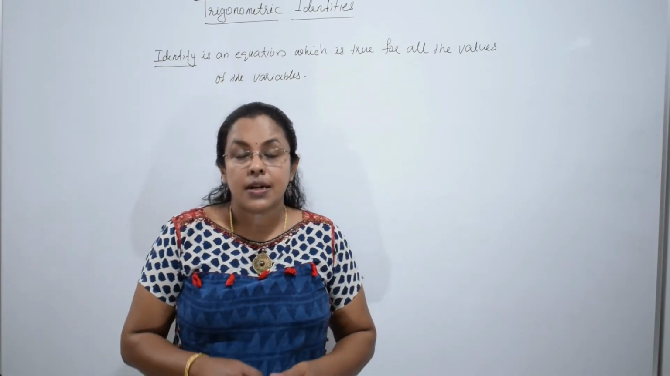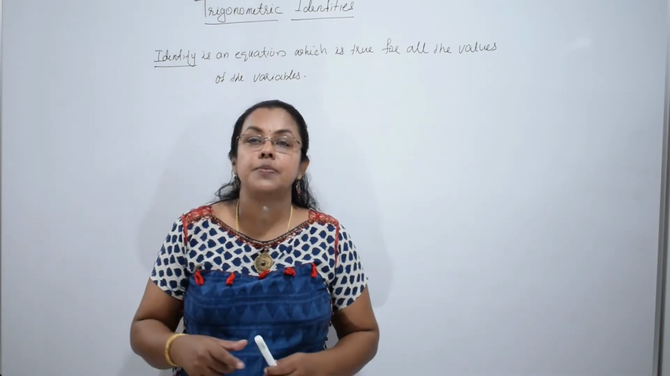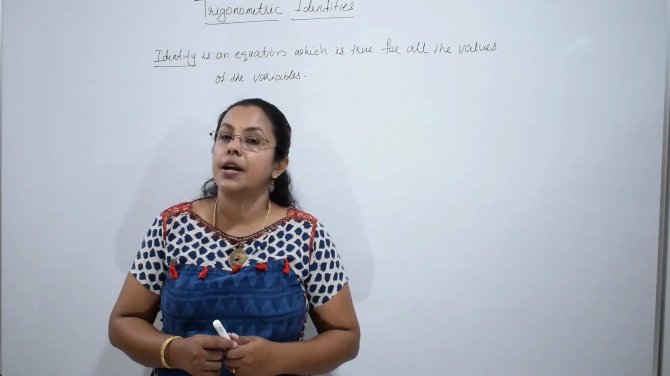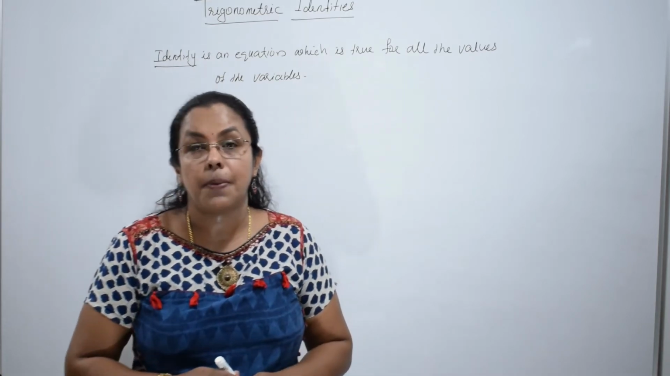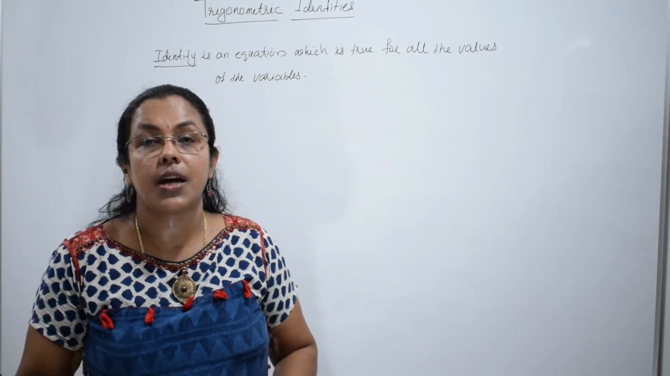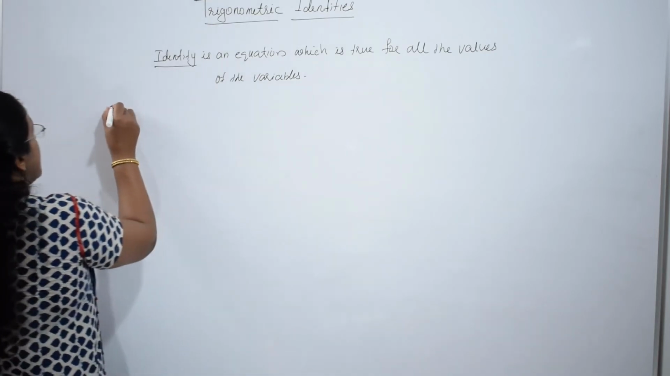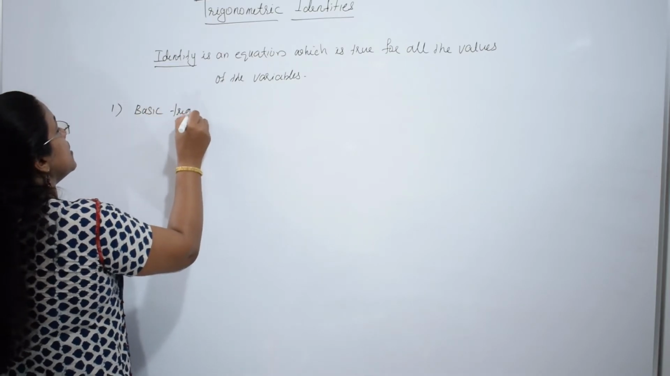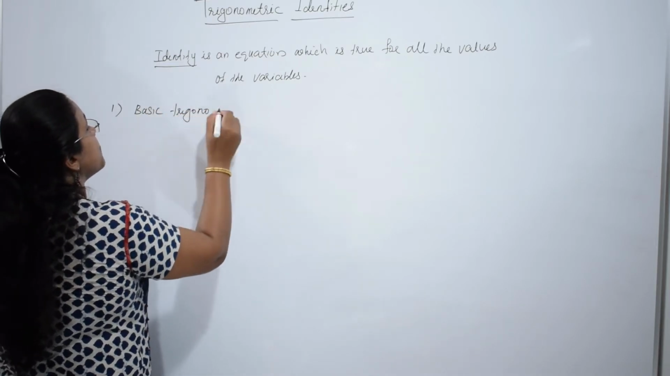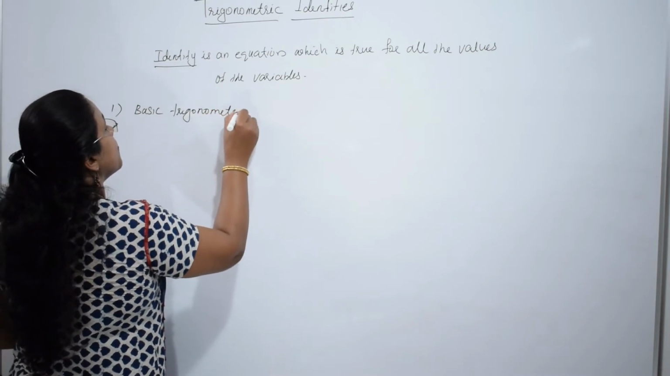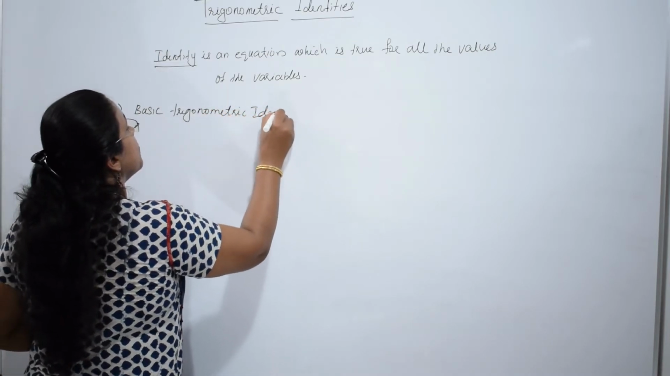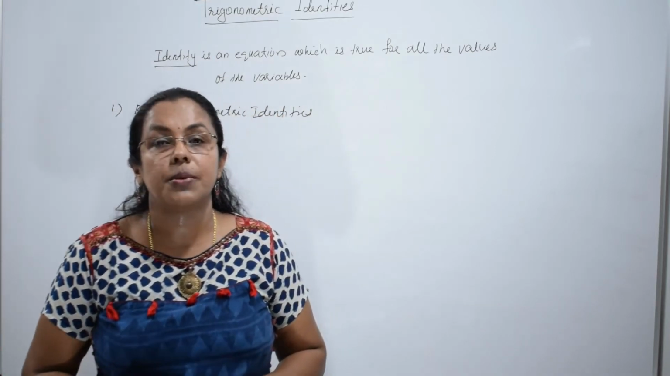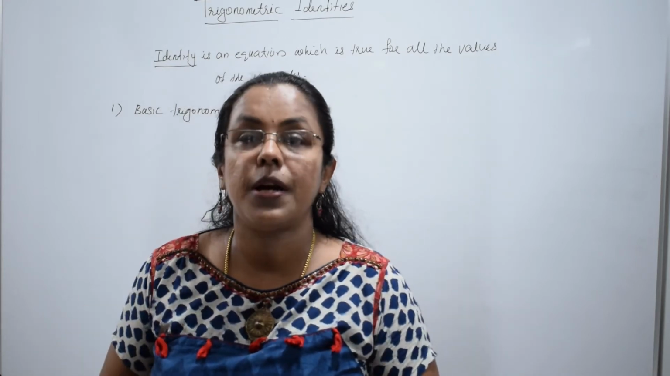In class 10, you have to learn two types of trigonometric identities. The first one is basic trigonometric identities and the second one is Pythagorean trigonometric identities. We will explain them one by one.